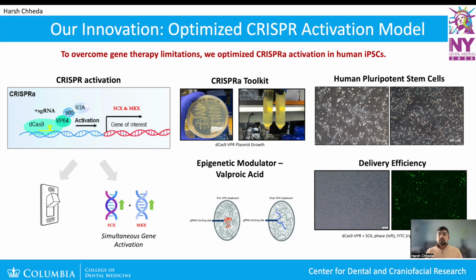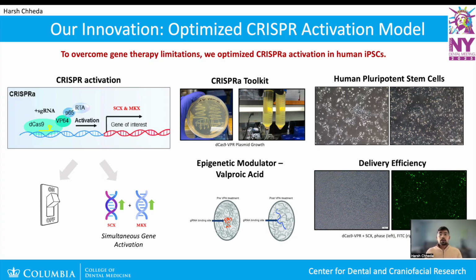Now, as you can see on the image on the left, our CRISPR activation model essentially has a set of items: the dCas9 molecule, the V, P, and R transcription factors, as well as the guides of both of our genes of interest to essentially upregulate both of these genes of interest simultaneously.